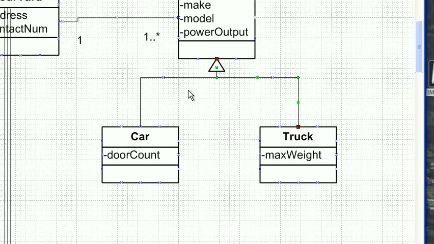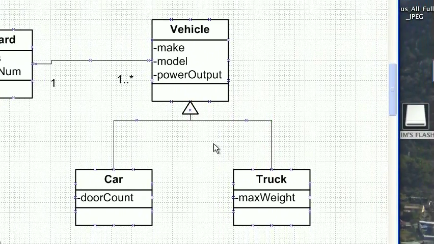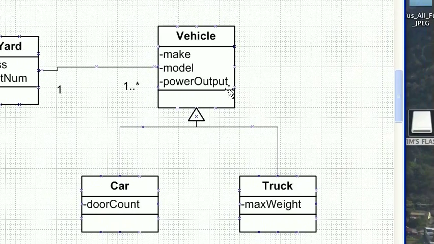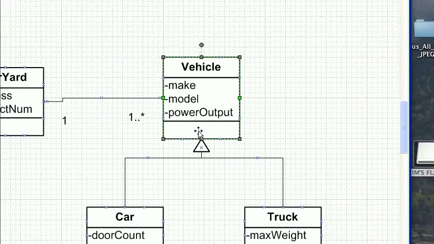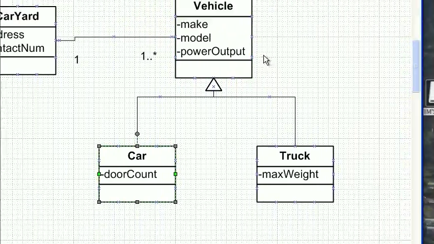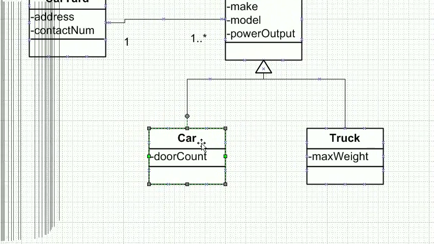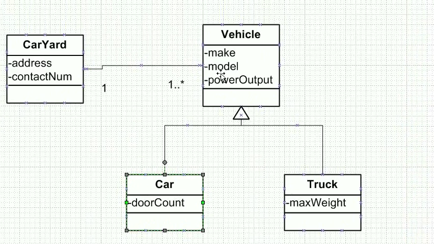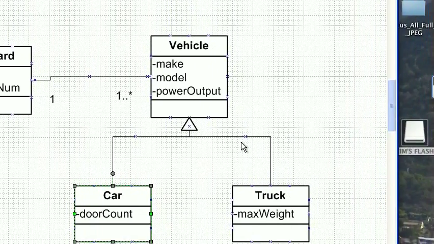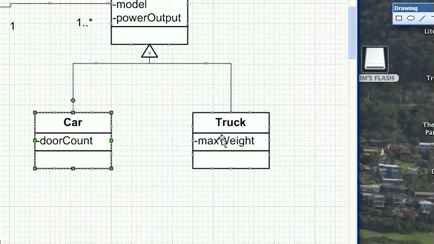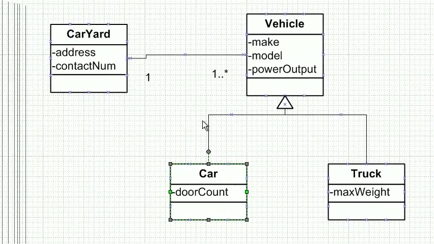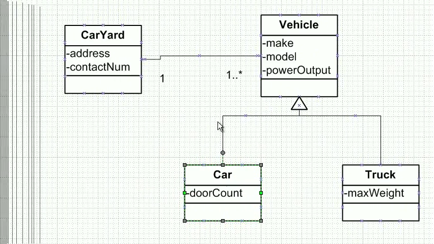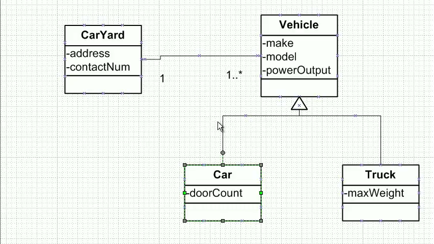Now if you read the textbook, what this symbol actually means, or what these three entities represent, is that we have a vehicle with these three attributes, but a car extends a vehicle in the fact that a car is an object that's a specific kind of vehicle that also has a door count as well as a make, model, and power output. Likewise with a truck, which has an additional max weight attribute. And there we have it. That's our domain model class diagram for our very simple car yard scenario.